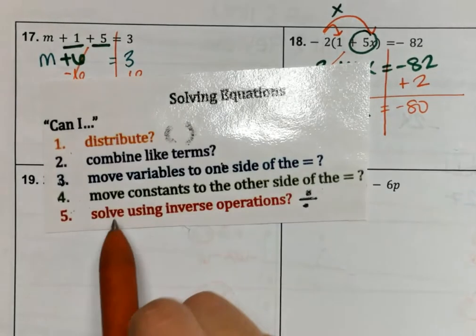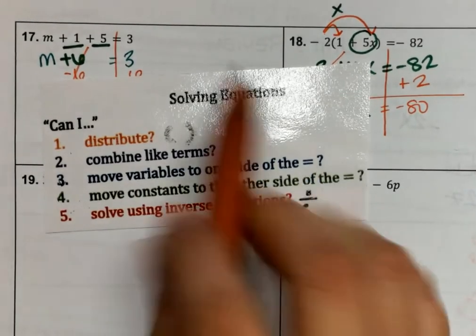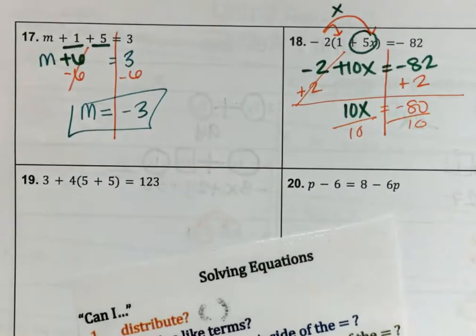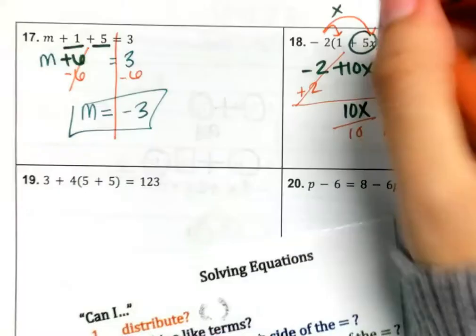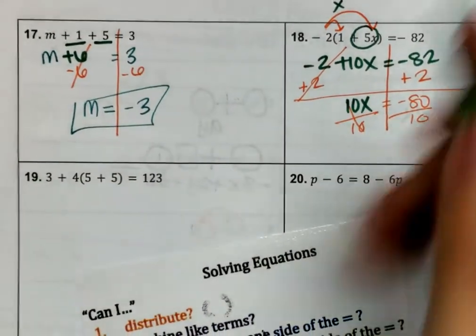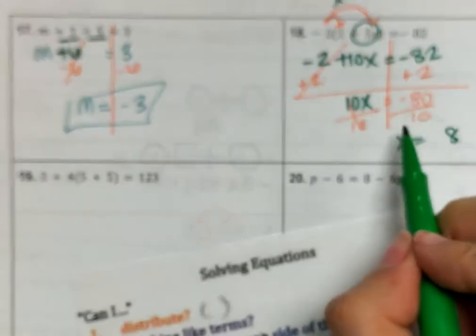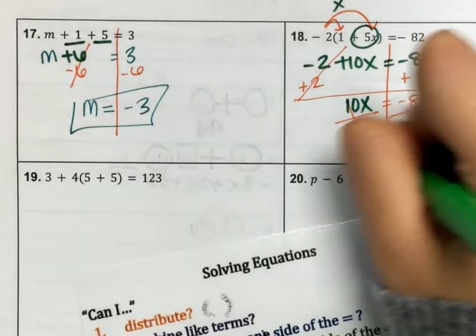Last step, solve using inverse operation, which is division. So I'm going to divide both sides by 10 because 10x means times. The opposite of times is divide. So you get x equals not just 8, negative 8 divided by 10, negative 8.